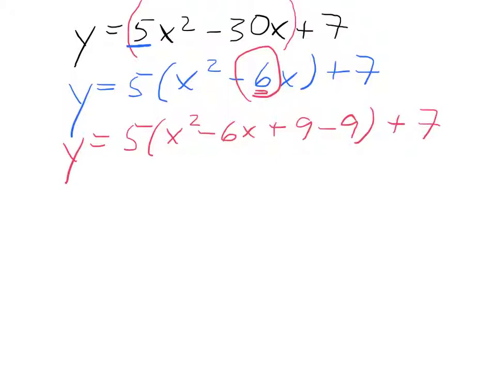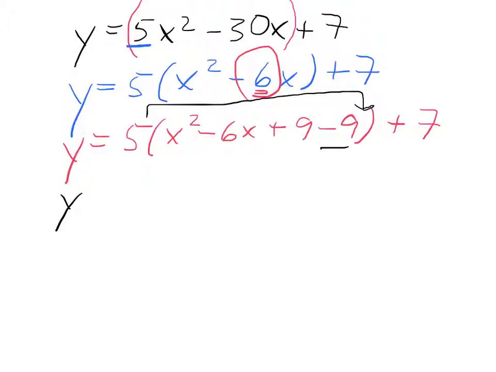The reason why we add a 9 and subtract a 9 is that we basically are adding 0 to the equation. So each time the equation is equal to the one above it. Now the next thing we have to do is somehow get rid of this minus 9 term. And the way we do it is we say, okay, I'm going to take this 5, multiply it by the negative 9, and we're going to kick it outside those brackets.